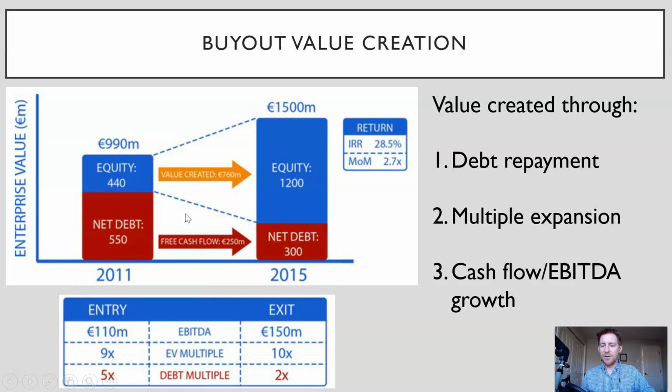So you can see in this example, the debt starts at 550, equity at 440, total enterprise value of 990 million, in this case euros. Over time, debt was reduced to 300 million. The company as a whole was 1.5 billion, and that leaves the equity now worth 1.2 billion. So that is a big growth. That's an IRR of 28.5%, or a money-on-money return of 2.7 times. Not bad for 4 years' worth of work.